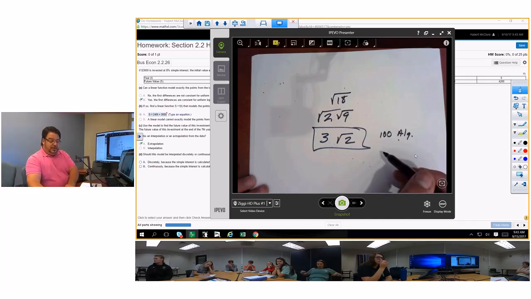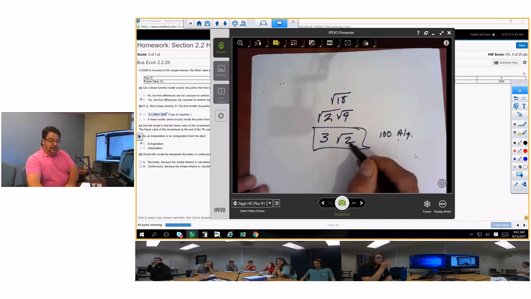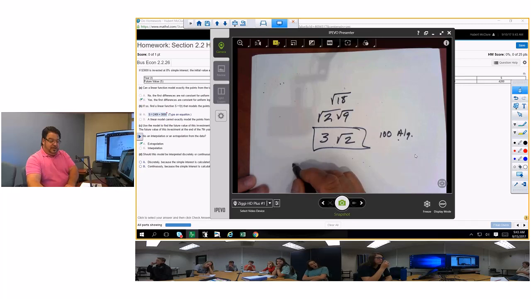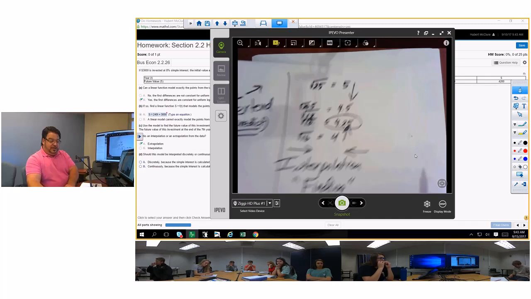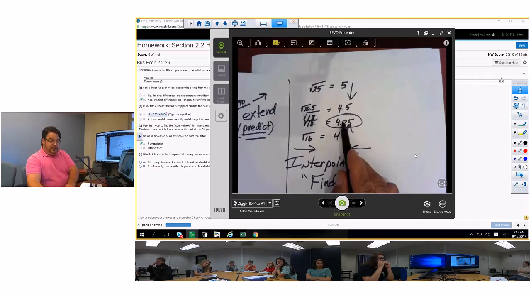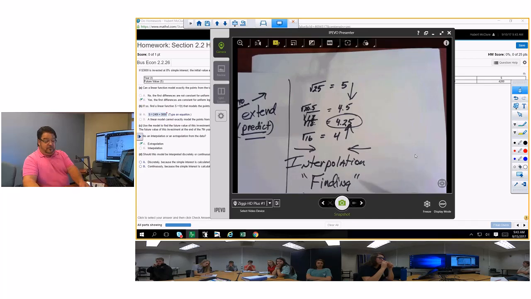So, and yes, you could write that, but not in 109, because 109 is going into business, and that is going to be 3 times square root of 2, which is going to be the interpolation method, which I showed you right there, the 4.25. Did somebody check? What's the square root of 18? Is it 4.3 or 4.25? Somebody check it right quick.